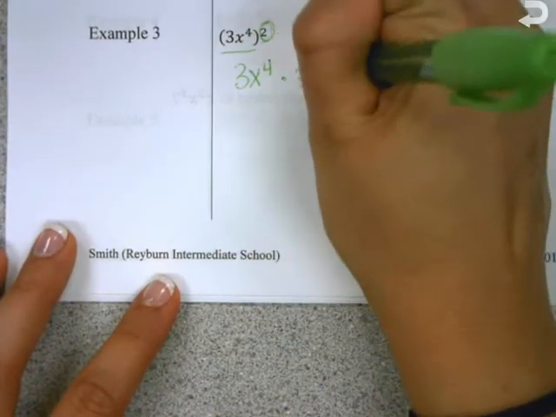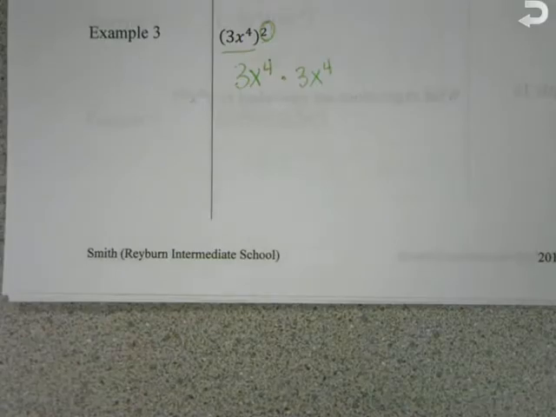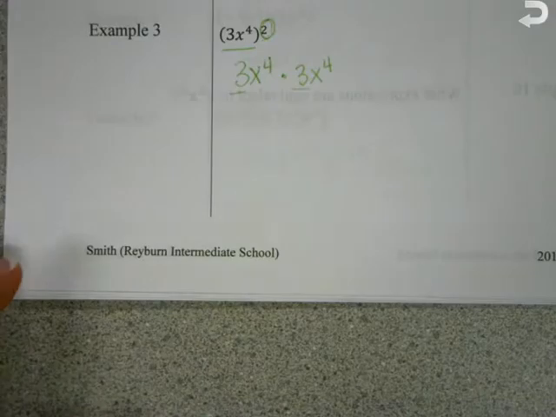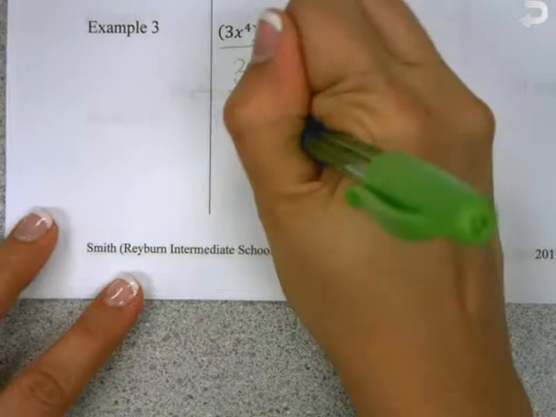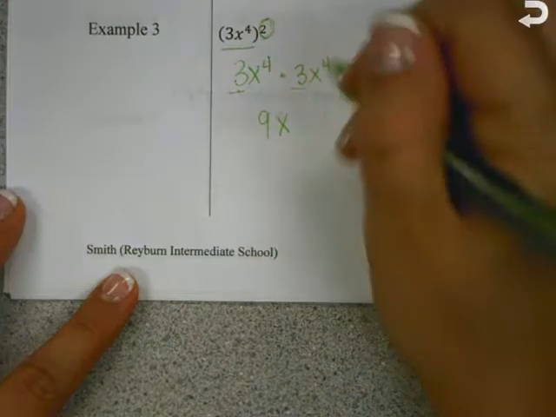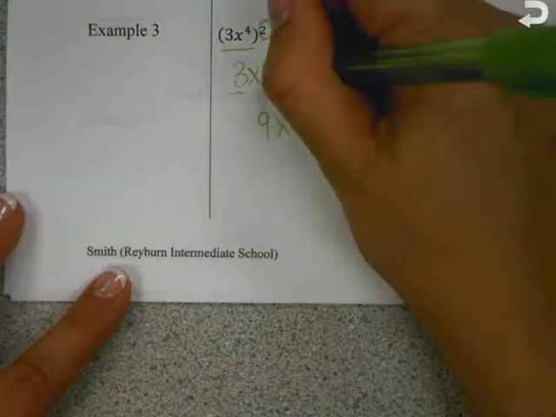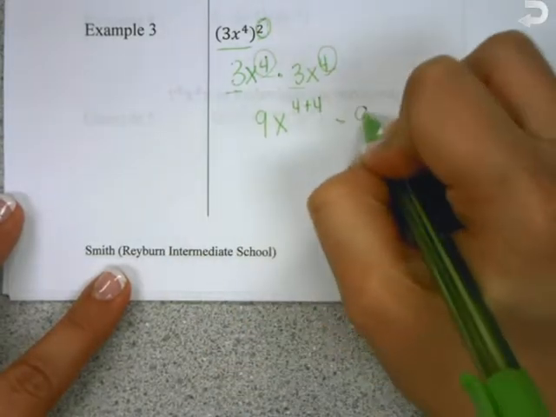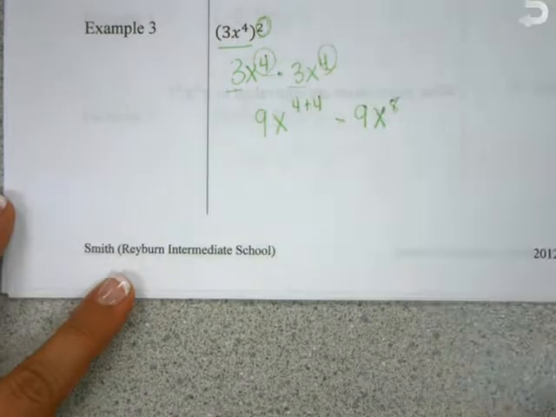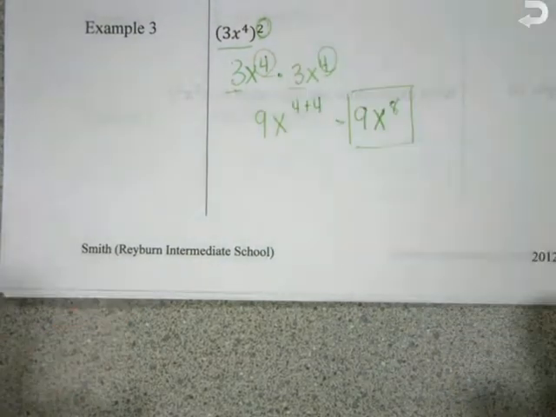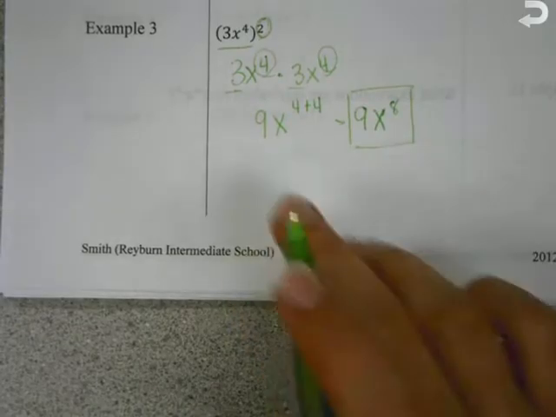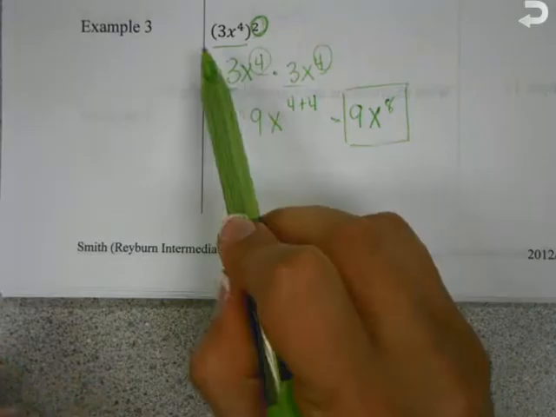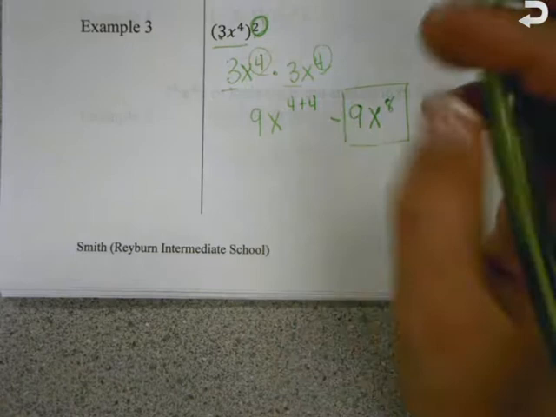So let's apply the rule that we learned yesterday. What do I do with these coefficients? Multiply them. So what does that give me? 9x to the 4. Hold on. What do I do with the exponents? Add them. 4 plus 4. Which gives me 9x to the 8 as my answer. Okay, let's look at this. If my exponent is 2, what do you notice about 3 and 9? Exactly. 3 to the 2nd power is 9, right?